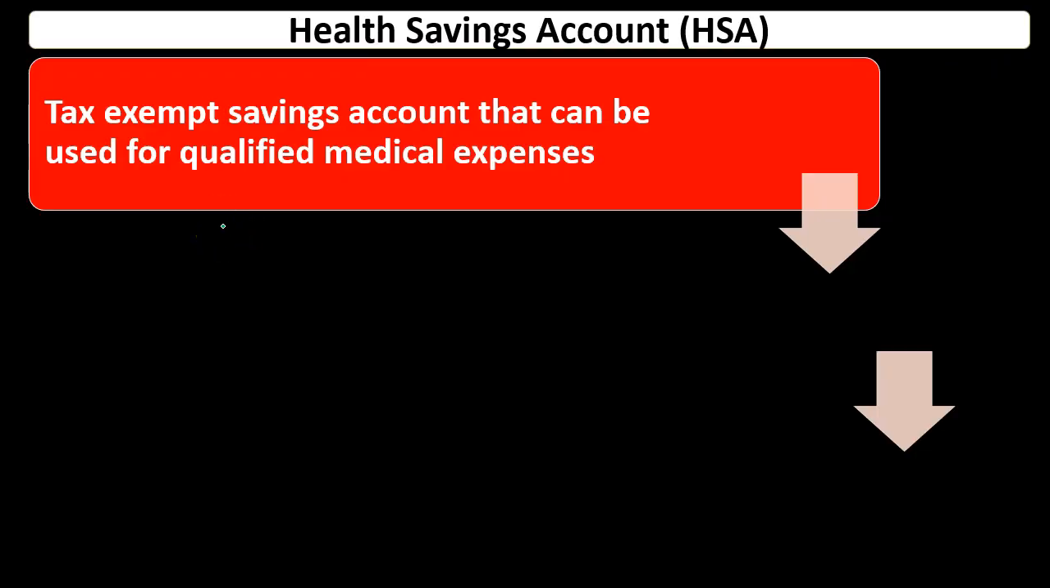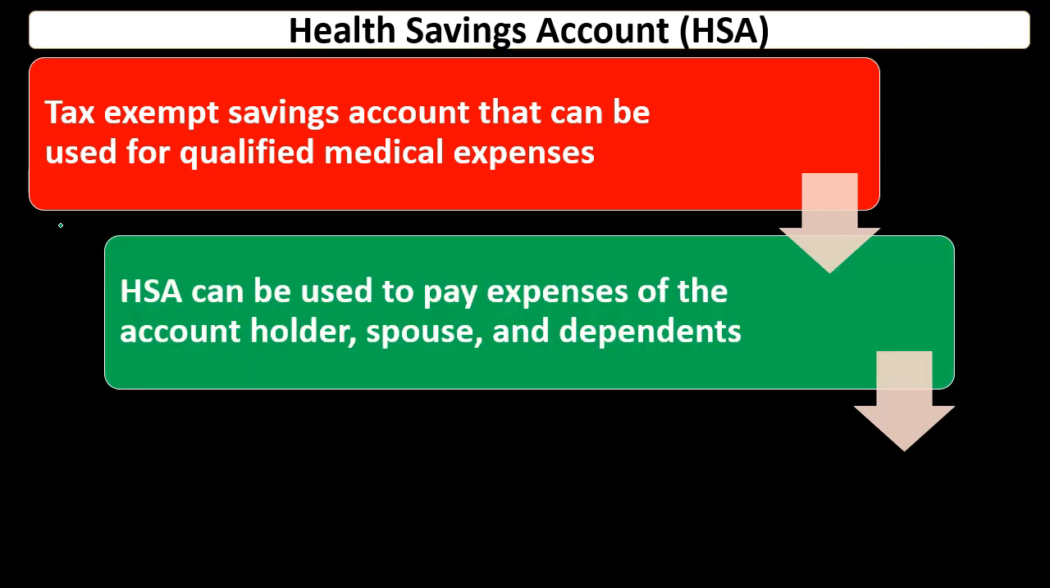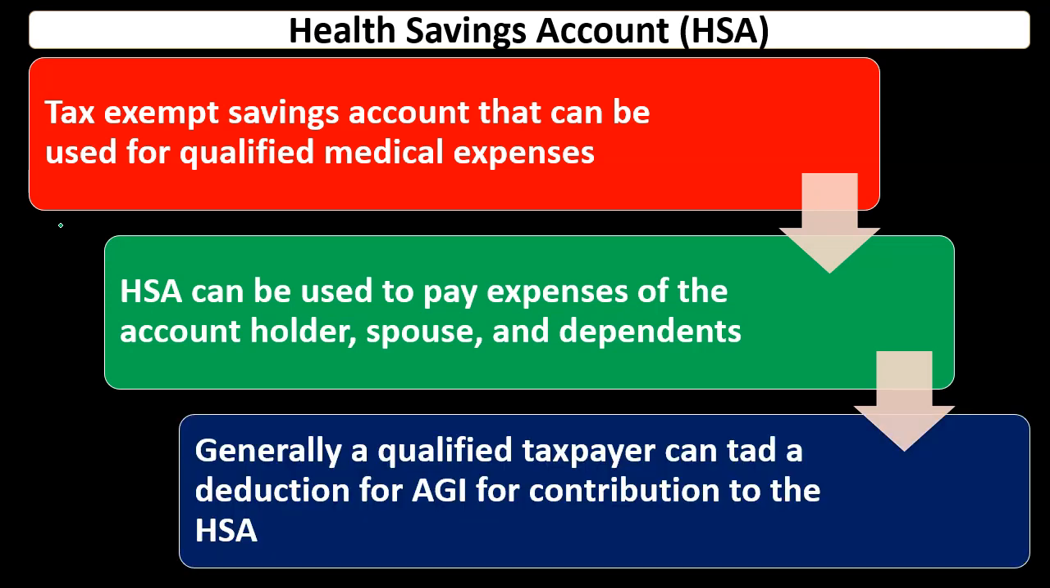So we have the health savings account, an HSA, which is a tax-exempt savings account that can be used for qualified medical expenses. So a tax-exempt savings account, the health savings account. An HSA can be used to pay expenses of the account holder, spouse, and dependents. Generally, a qualified taxpayer can take a deduction for AGI for contributions to the HSA.